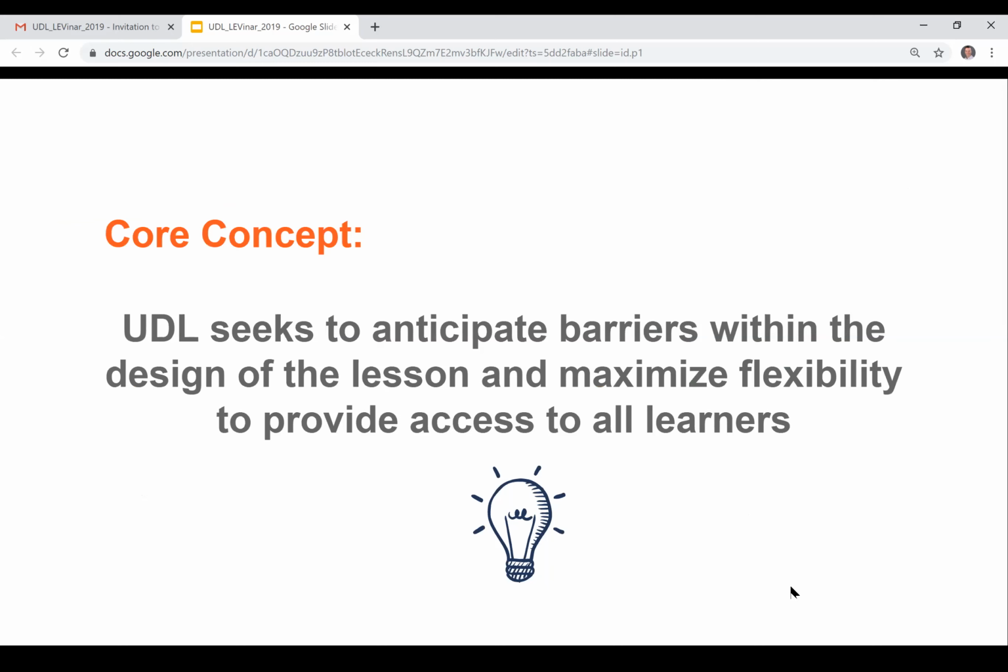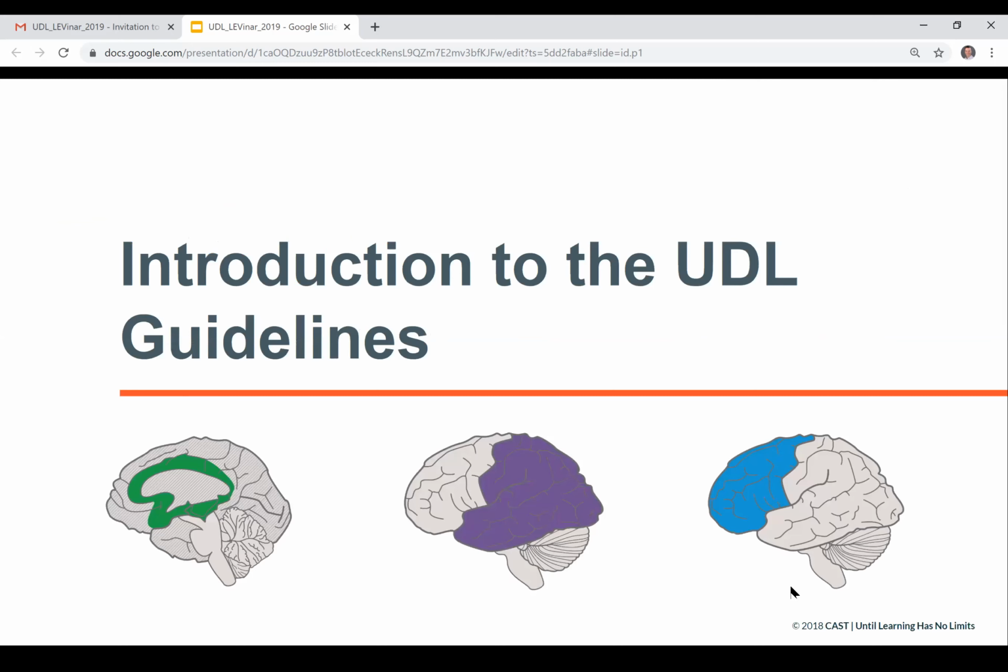This leads us to our next core concept. UDL seeks to anticipate barriers within the design of the lesson to maximize flexibility to provide access for all learners. You'll notice throughout this part of the presentation, I have some images to help us track the neural networks that I'm going to talk about in the next section. So I've tried to incorporate those within each section, so you'll have a pictorial representation of each network.